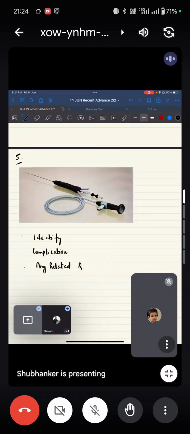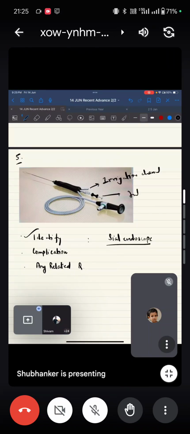Now coming to some important advanced questions. We identify this instrument as, can somebody answer? This is a sialendoscope. I'll forward some related data on sialendoscopy and video fluoroscopies. The people who are interested to read more can go through that. And coming to this part, this is your irrigation channel, and from here you can do your intervention.